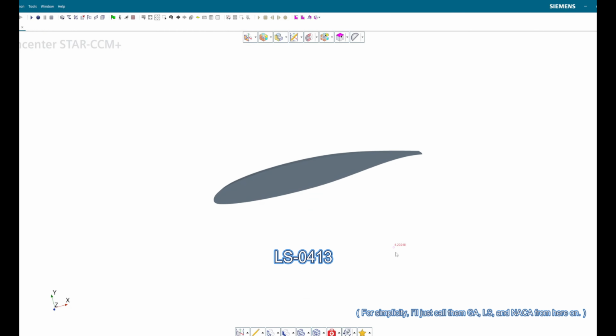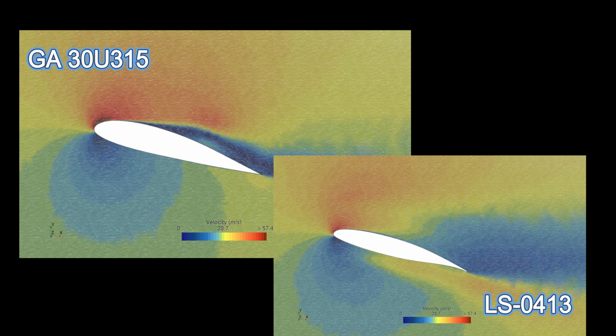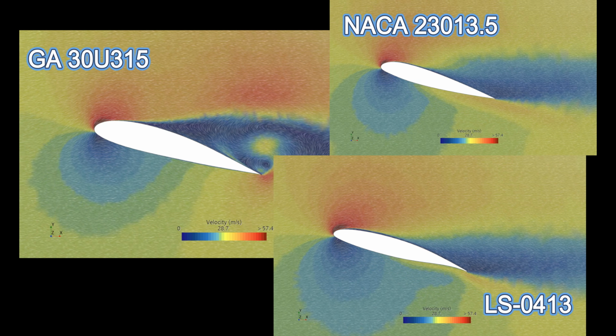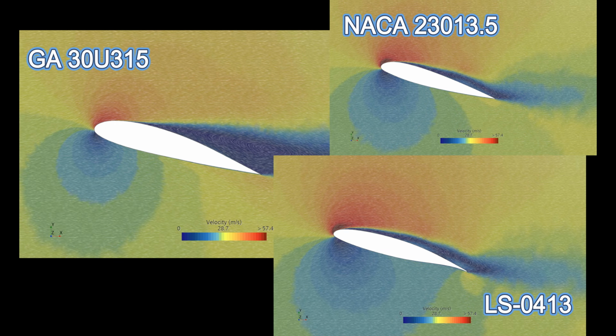LS0413 and NACA2301 3.5 for comparison. First, let me explain why I chose these three airfoils. All three of them have good stall protection characteristics.